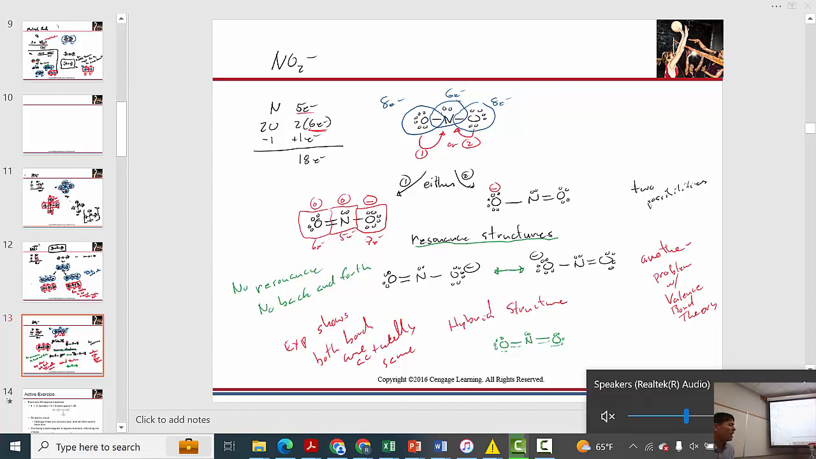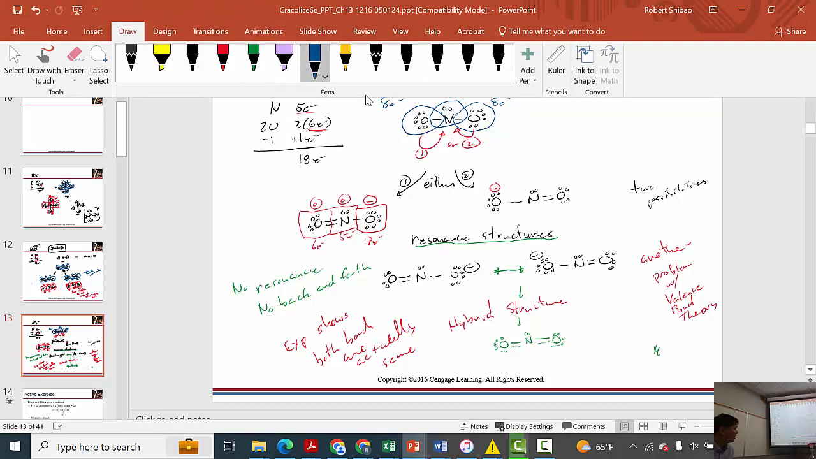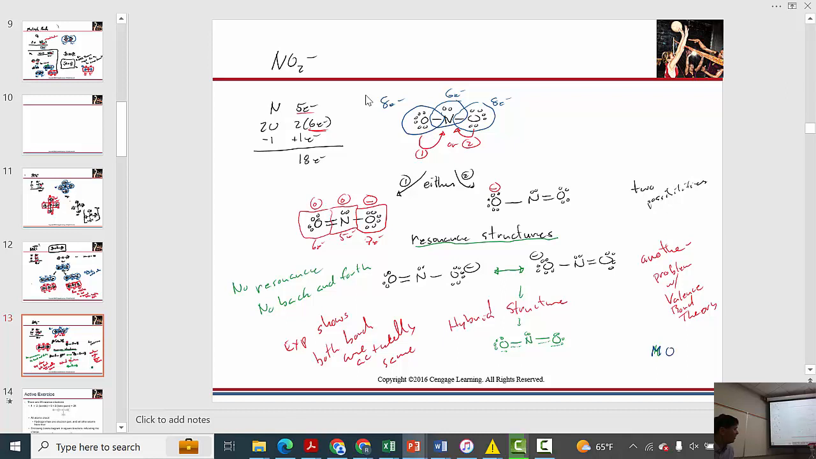The hybrid structure naturally comes out from MO theory. If we use MO theory, it will yield something that looks like this hybrid right off. MO stands for molecular orbital theory. So is MO theory the reason for the hybrid structure? Yes and no. Experimental data is a reason.